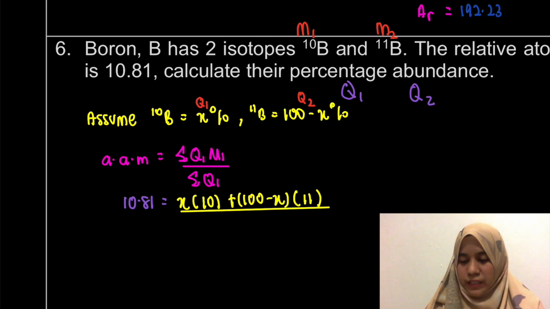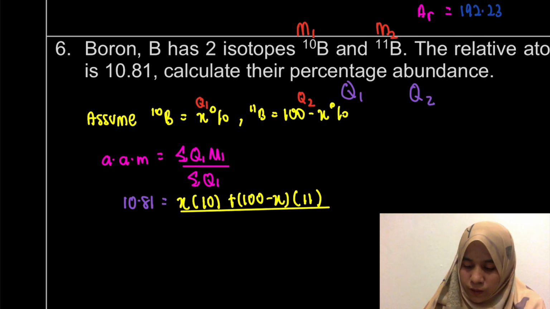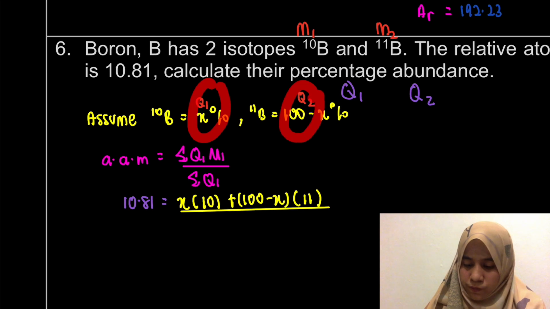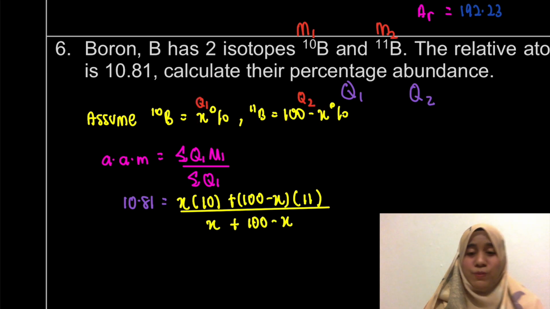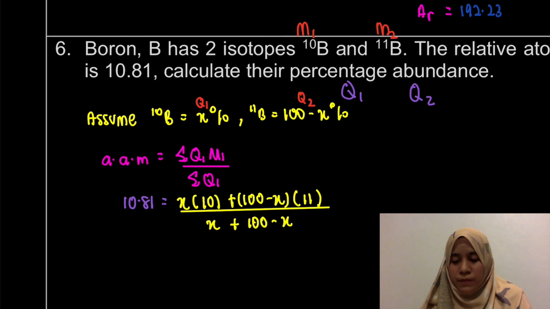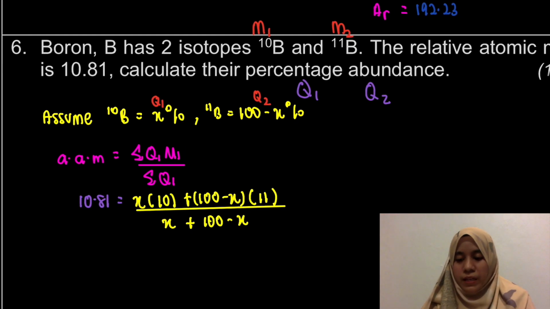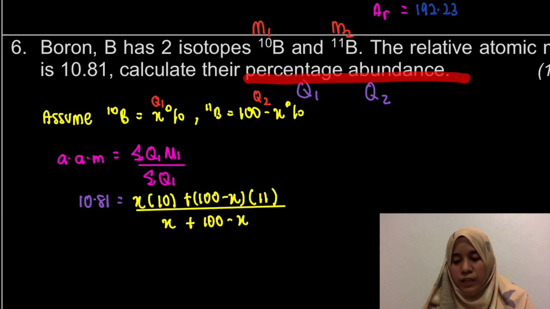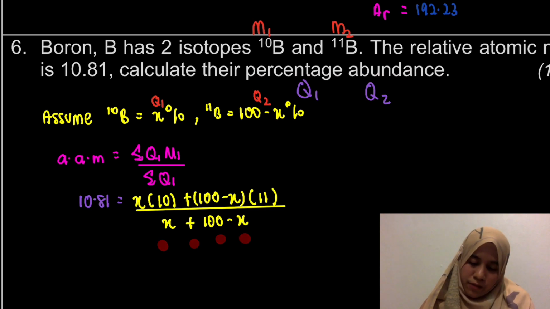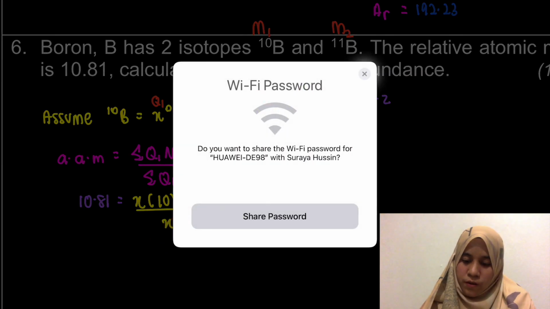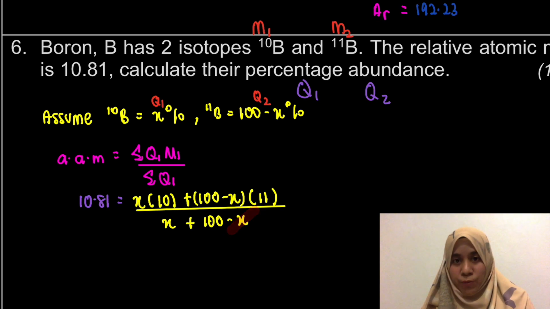Okay, so sum of Q ni, up to you lah sebenarnya. Kita buat je lah. I'm just gonna write down the full one. So kita tahu, sum of Q kita, Q1 plus dengan Q2. So sebenarnya, X plus 100 minus X. Sebenarnya kalau tak tulis pun tak apa, because we know that, bila kita kata percentage abundance, maka total dia adalah 100. So yang ni pun samalah, X plus 100 minus X, because all this one pun per 100 juga. So jawapan dia pun 100 jugalah.